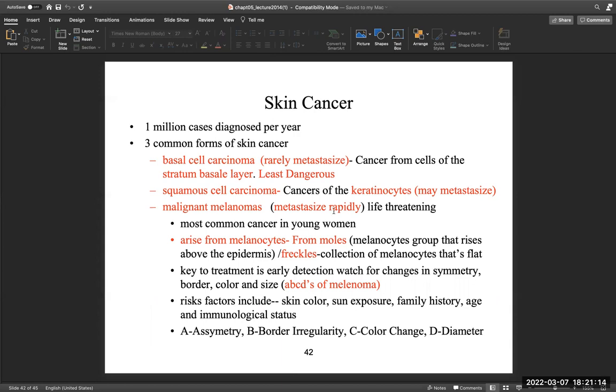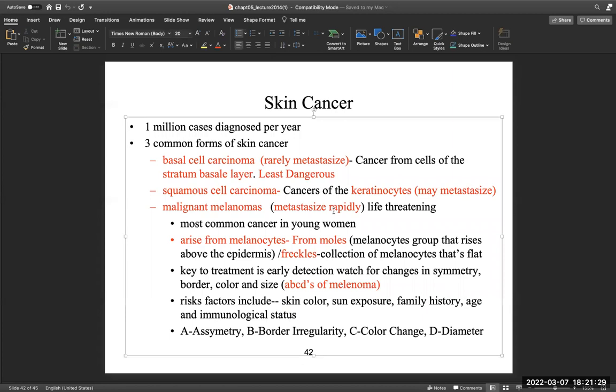Remember, it is the metastasis that becomes life-threatening. Now, the ones that spread radially, right, that spread deep and start penetrating into the blood vessels, those are the ones that are more likely to metastasize quickly, and that immediately becomes life-threatening. With malignant melanomas, they always arise from a collection of melanocytes.